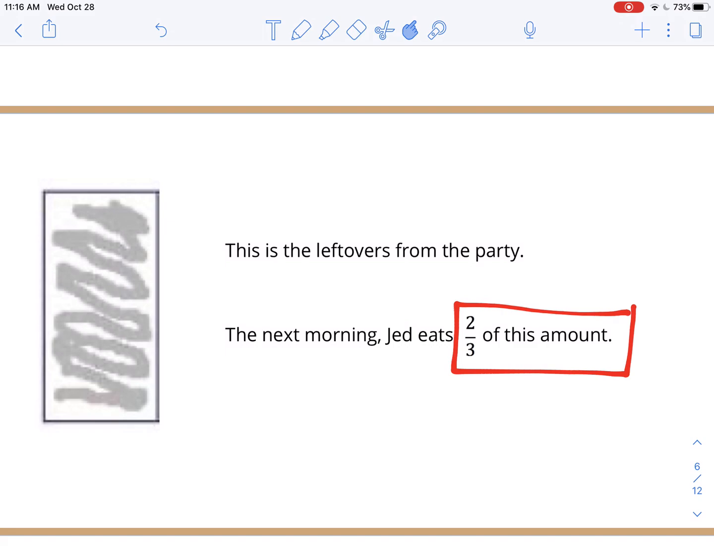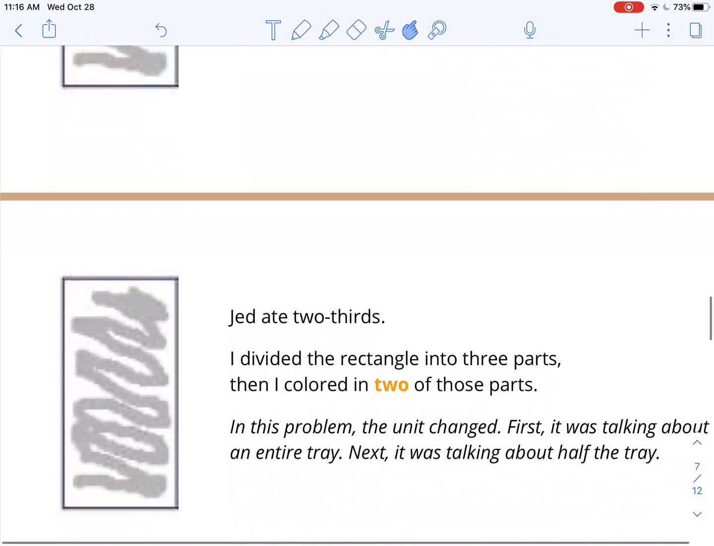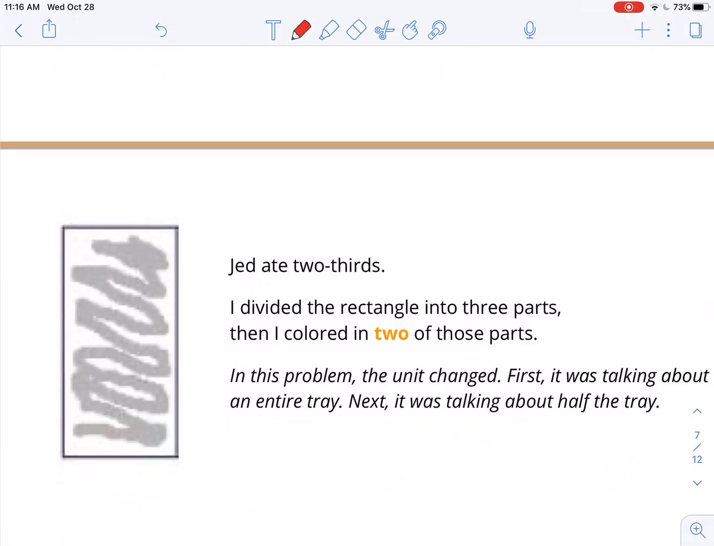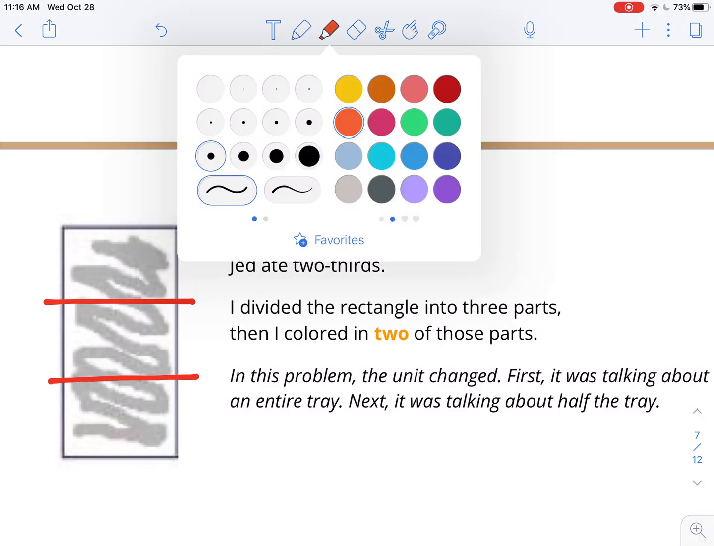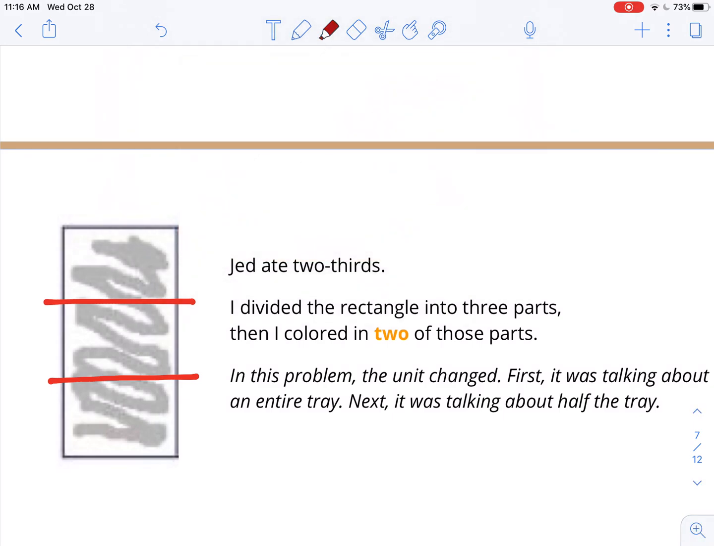So to show that, I'm going to divide this rectangle into 3 parts. Then I'm going to color in 2 of those parts. Jed ate this. This is 1/3. And then Jed ate this. This is 2/3. 2/3 of the leftovers.